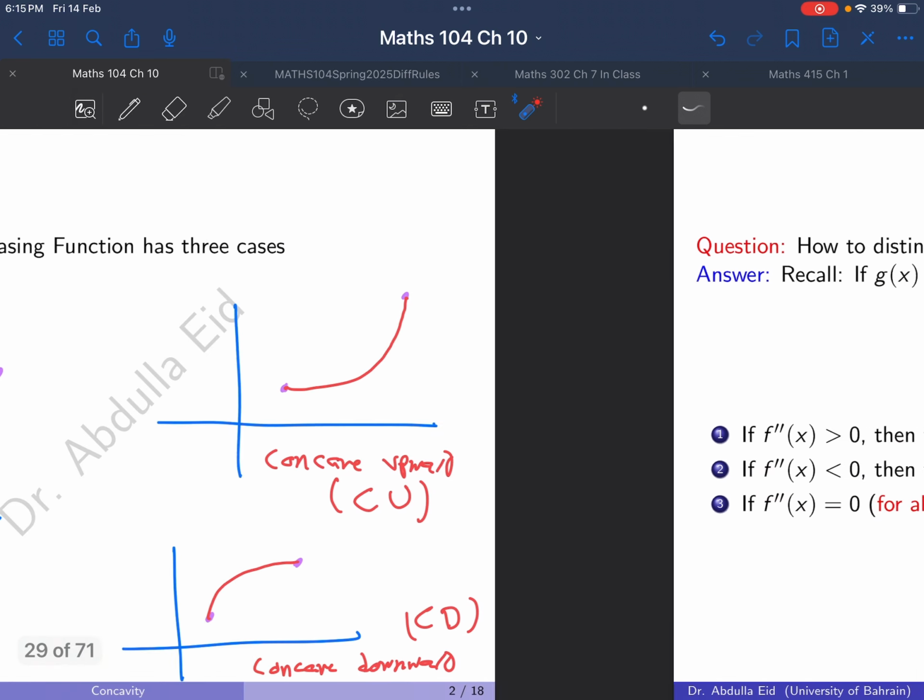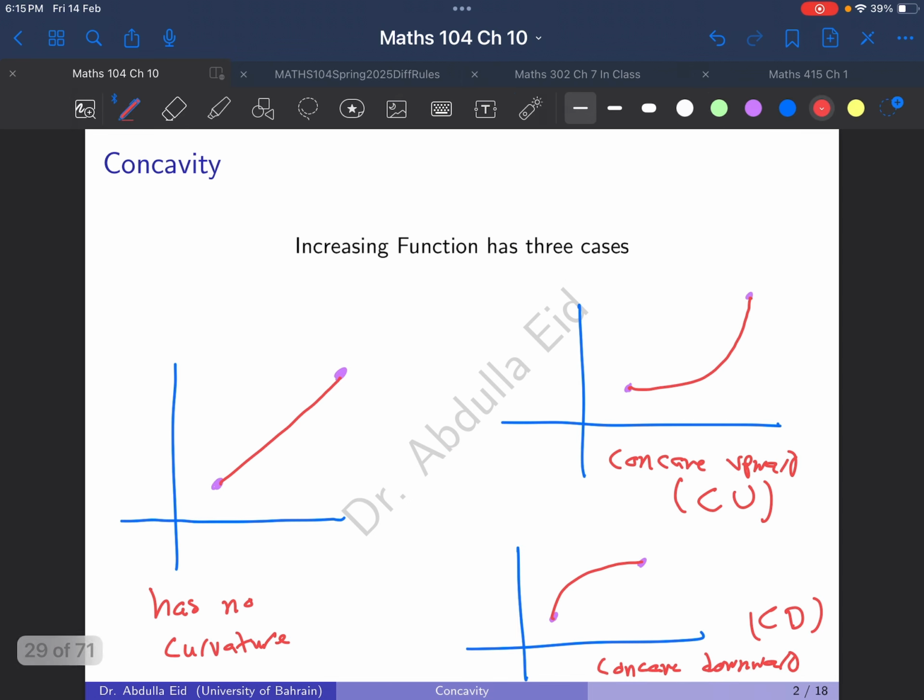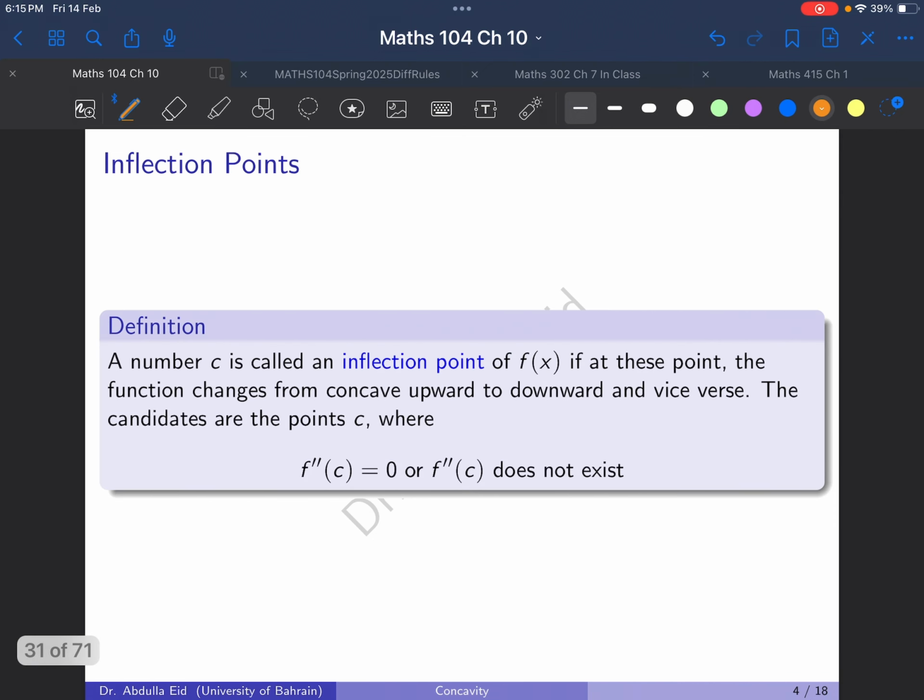So if I go back to the previous picture, here we have the second derivative equal to 0. Here we have the second derivative positive. And here we have the second derivative less than 0. So that's the only way we can find which function is in which case.